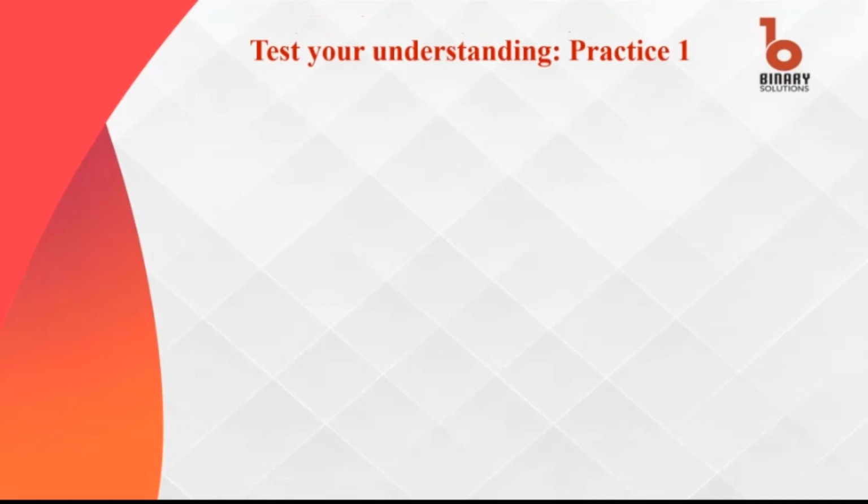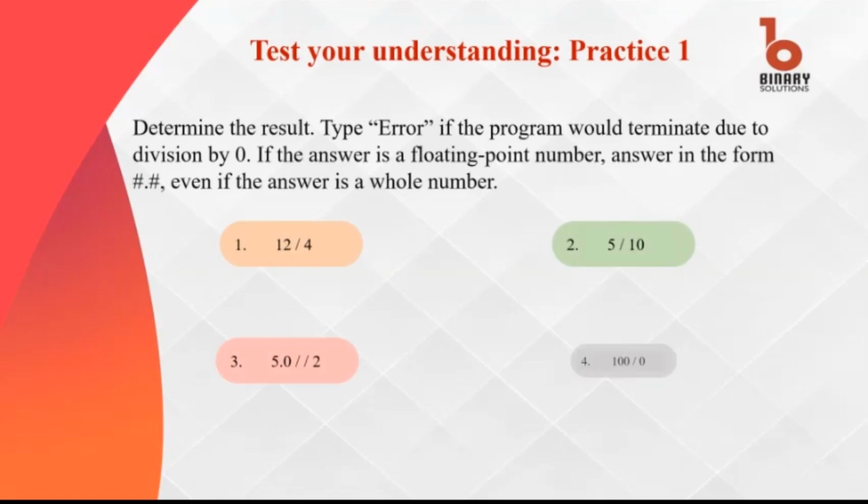Here comes the first question. What do you think is the result of 12 divided by 4? Remember, we're looking for the floating point answer. Now how about 5 divided by 10? This one should give you a decimal. Think carefully. Let's get a little tricky.